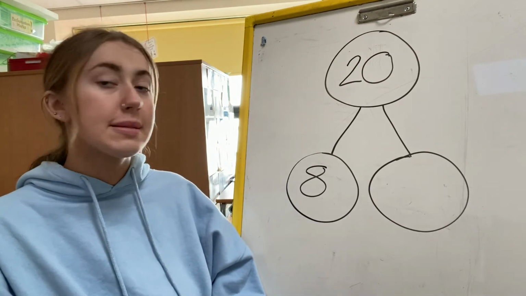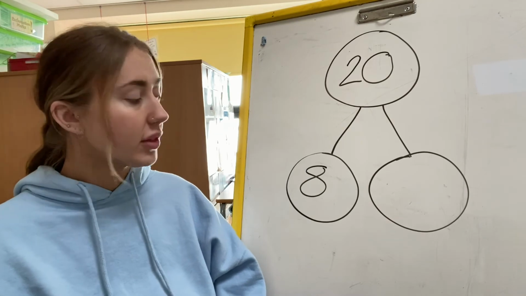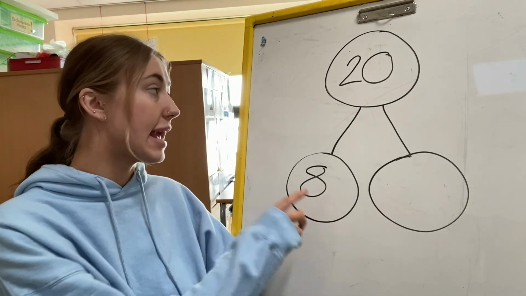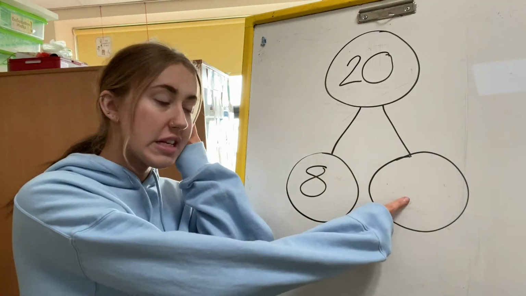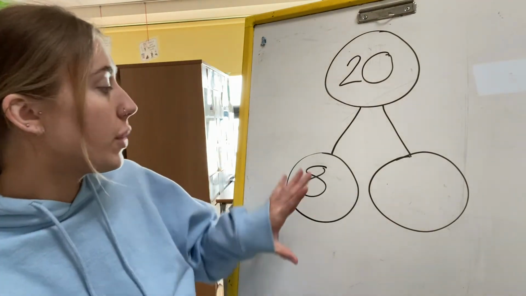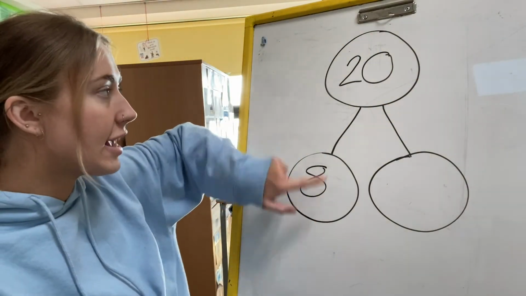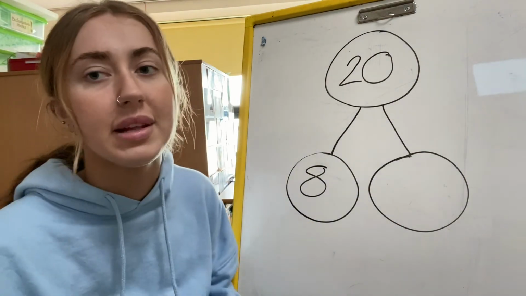So what is my whole? My whole is 20. And what is the part that we know of? We know this part is 8. So can you remember, what do we do to figure out what this part is? We have to take this part away from our whole. So I'm going to take 8 away from 20 to figure out what this part is going to be.